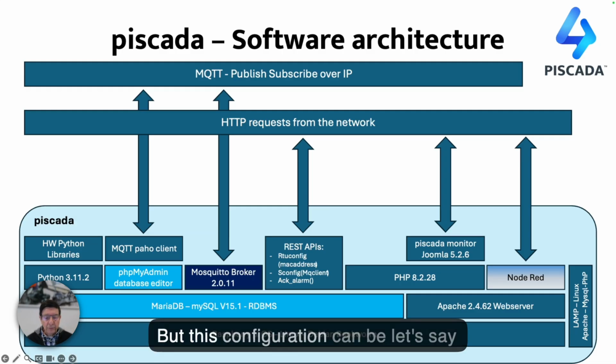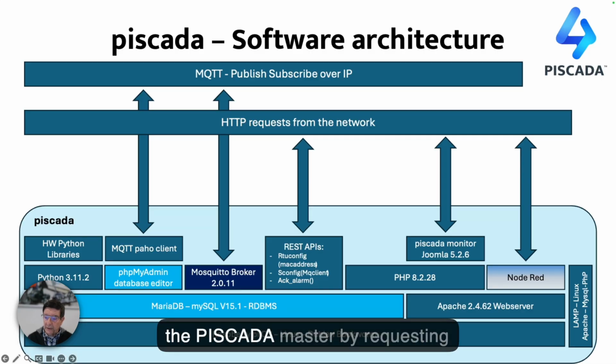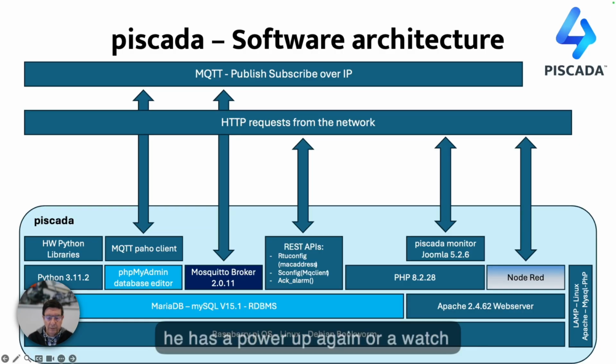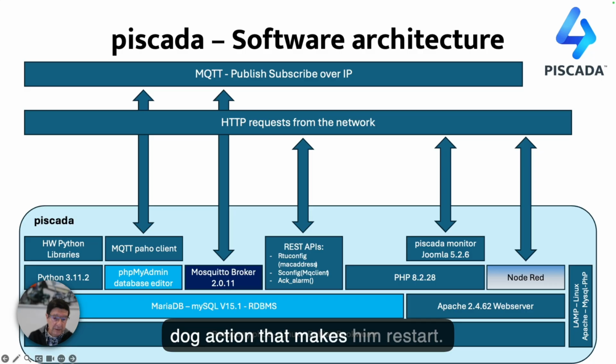But this configuration can be, let's say, redone or forced to be reloaded by the piscada master by requesting the RTU to do a reboot and reload of database, or by the RTU himself if he has a power up again or a watchdog action that makes him restart. So anyway, the REST APIs are called at startup of the RTU.